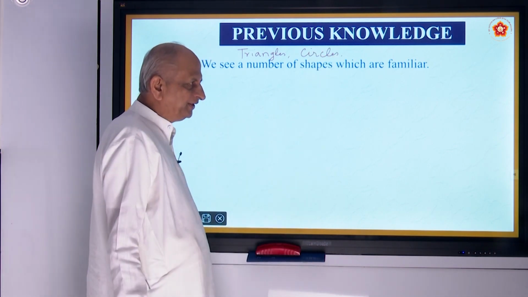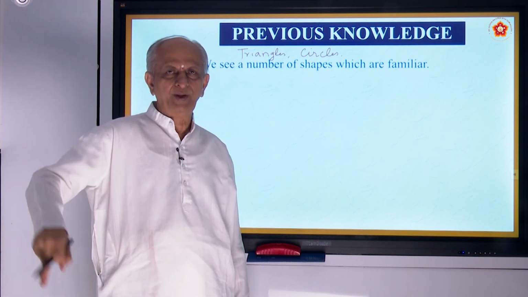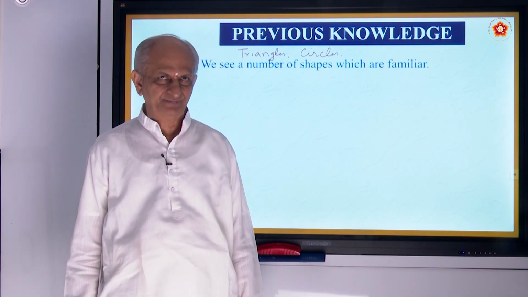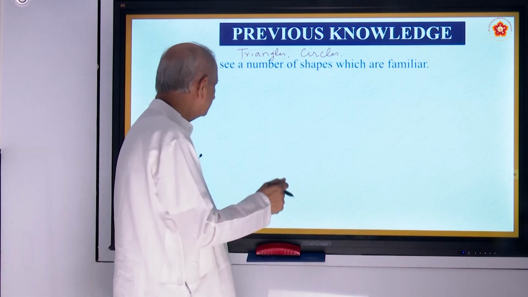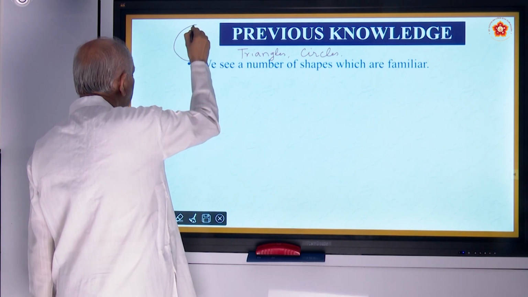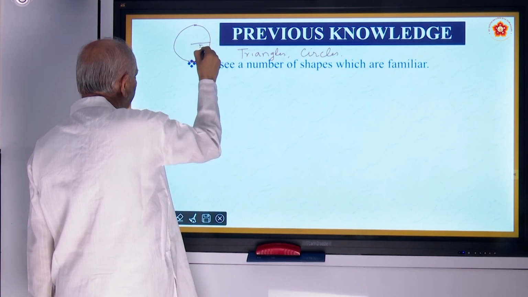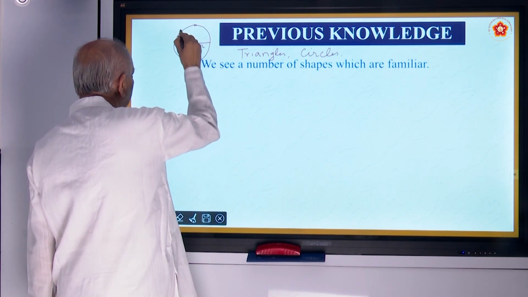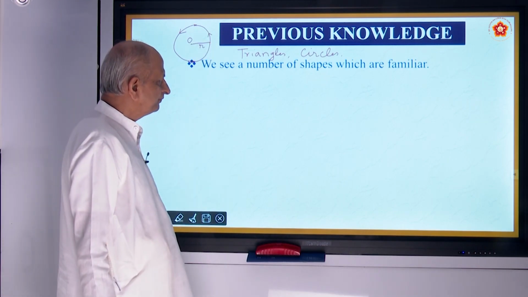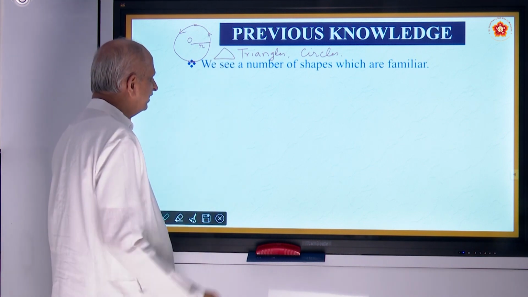A circle will have a center. What is a circle? It is a path traced by a moving point from a fixed point at a fixed distance. The fixed distance is called radius, and the fixed point is called center. So this is a radius, this is called center, and this is a path. That is a circle we have seen, and there are different kinds of triangles you have already studied in the previous classes.